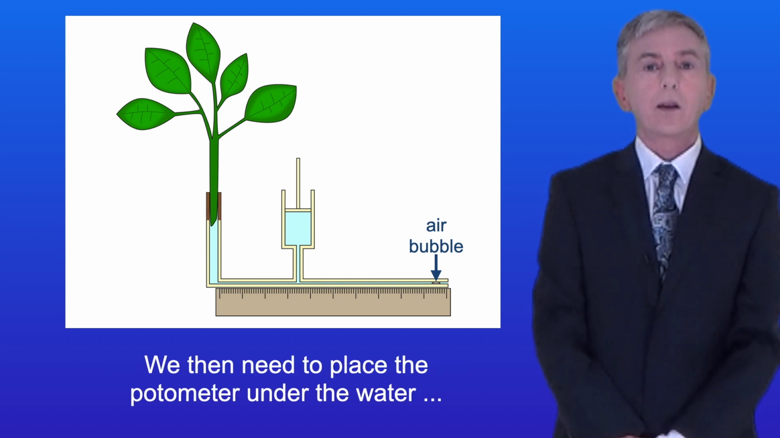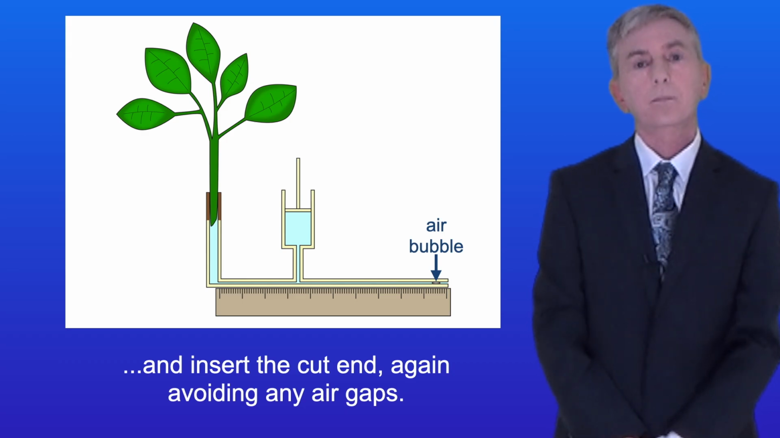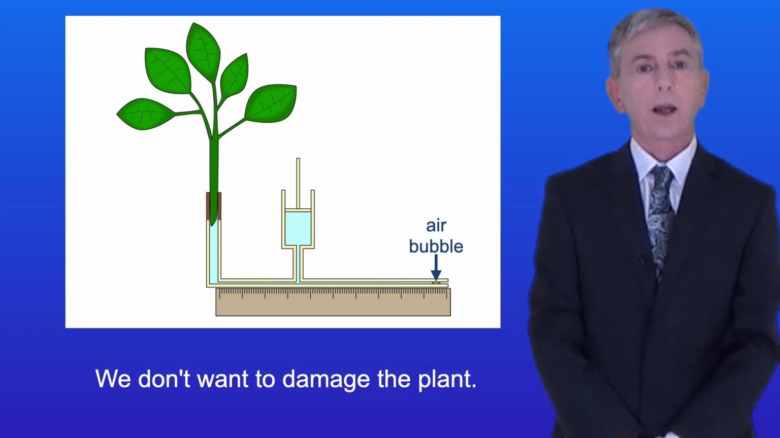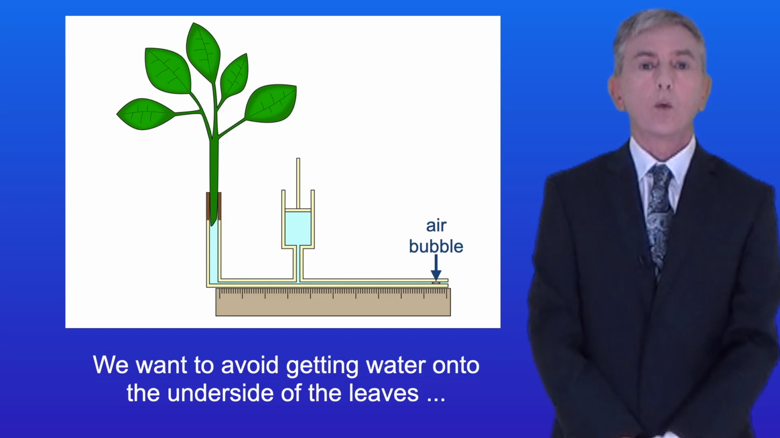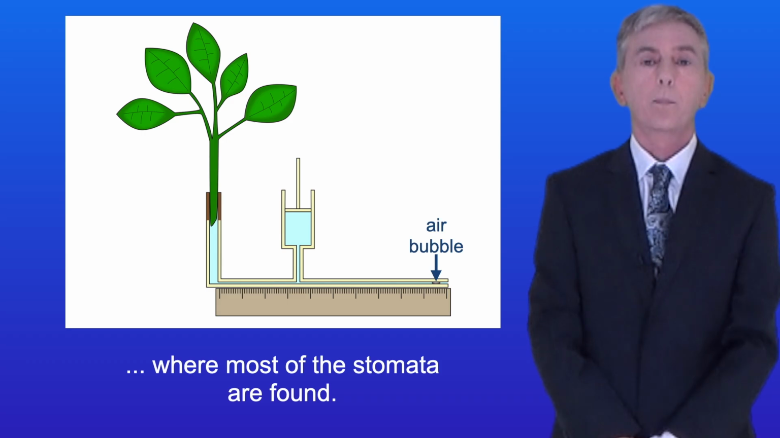We then need to place the potometer under the water and insert the cut end, again avoiding any air gaps. It's important when doing this that we handle the plant carefully. We don't want to damage the plant, and we want to avoid getting water onto the underside of the leaves, where most of the stomata are found.